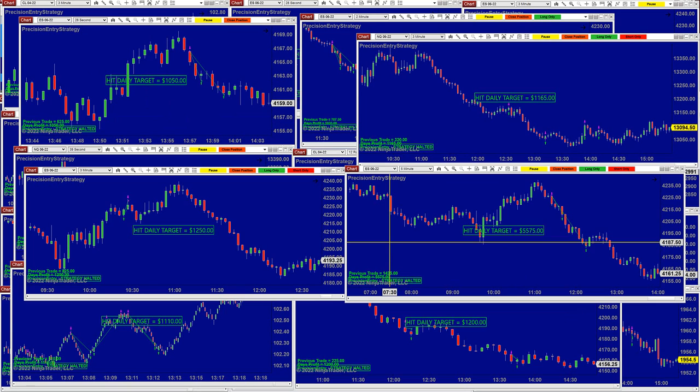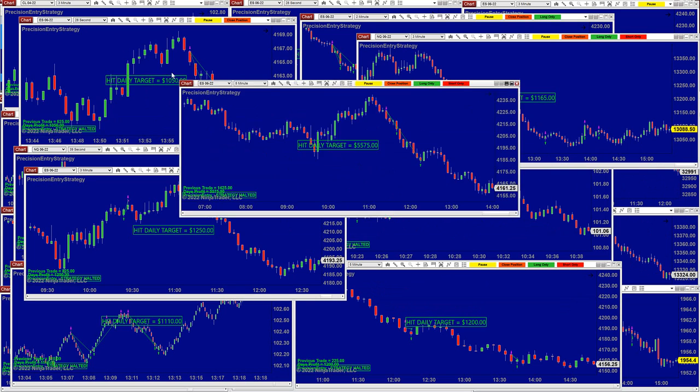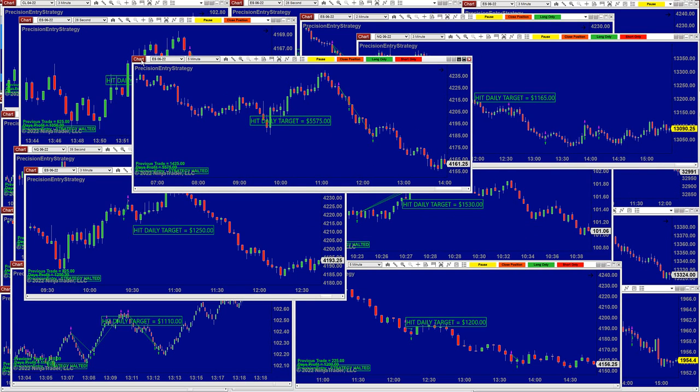As an example here, on the ES, the daily target is 1000, and then the market went in your direction, so it made 5575. It was an excellent trade, a beautiful entry, a beautiful exit, a superb 5 minutes ES.